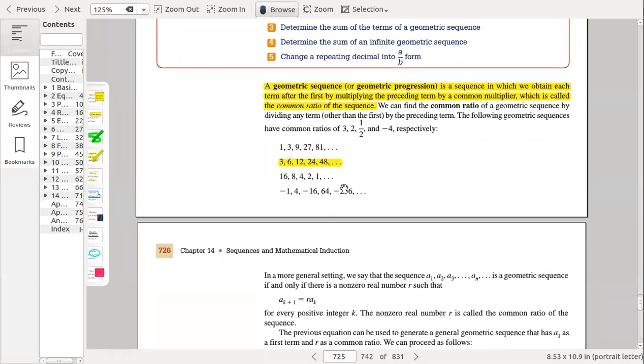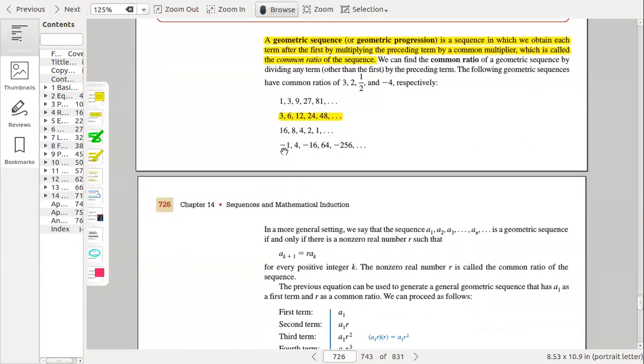Or we can divide a term of the sequence by the preceding term. For example, if we divide 24 by 12, we get 2. 48 by 24, we get 2. 12 by 6, we get 2. 6 by 3, we get 2.